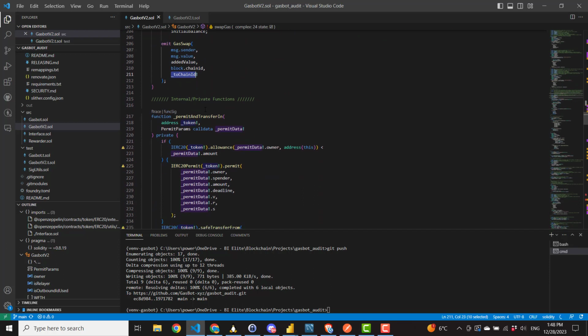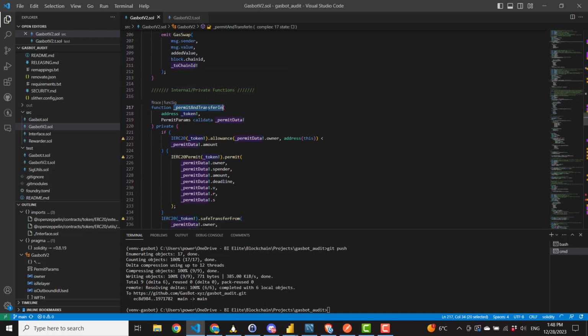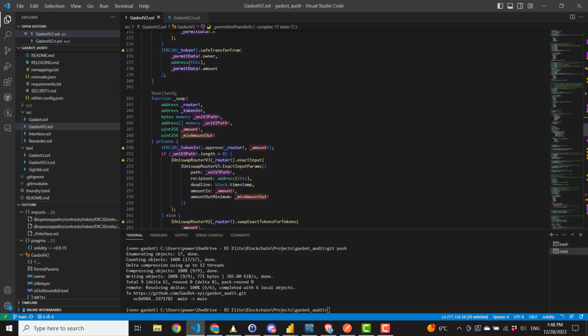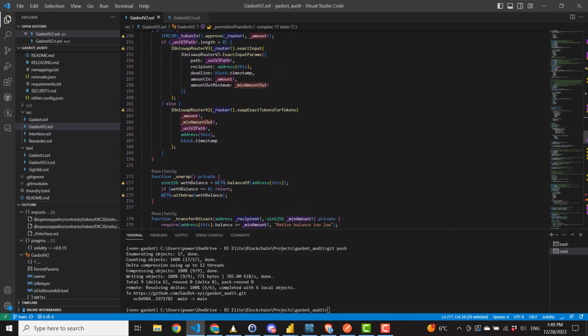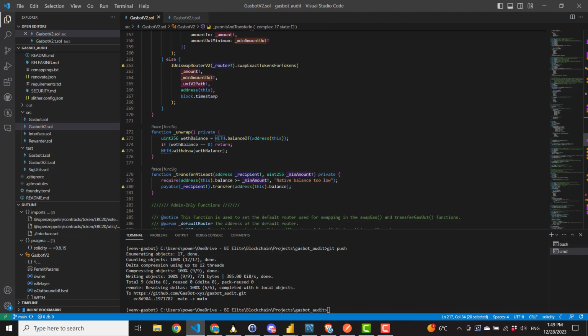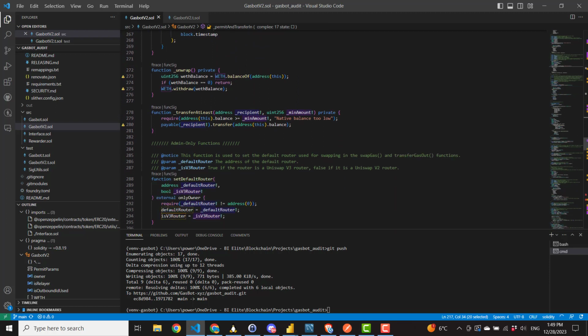This gets us to the internal and private functions that we've kind of talked about, like how the permit and transfer in works, how the swap works, basically just a distinction between UniV3 and UniV2 swaps, unwrapping into native, and then transferring at least. This is probably a good time to talk about how we're sending the native. We elected to use .transfer instead of call. And the reason for that is we're deploying to so many different chains that there seems to be a difference in just how gas calculations are performed.